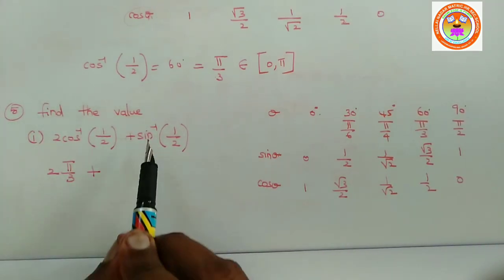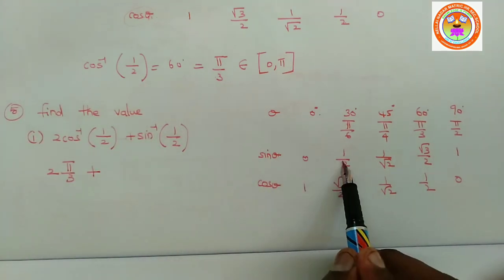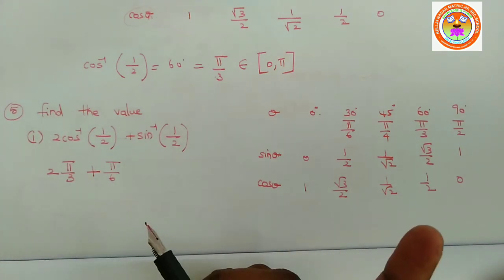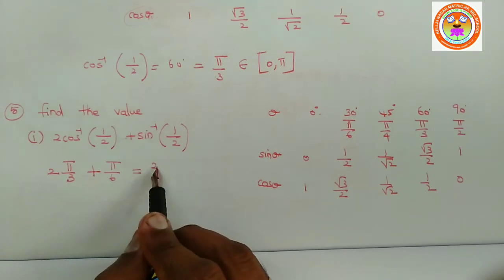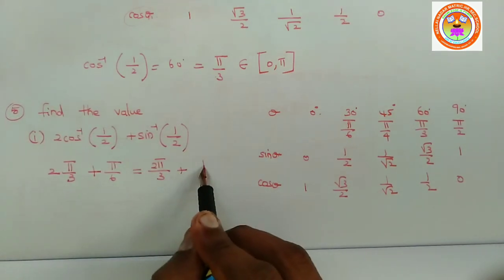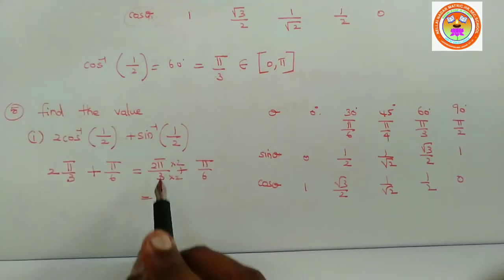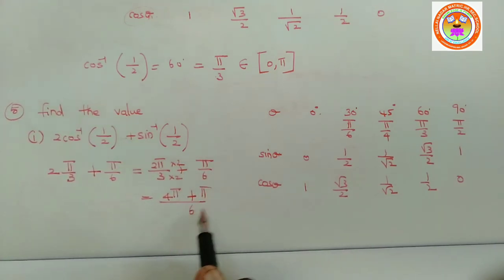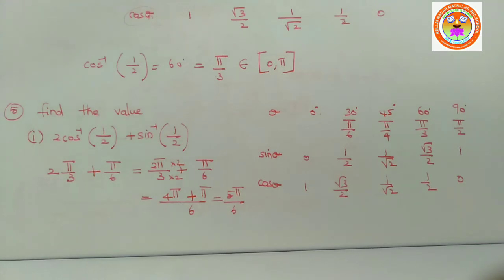How easy the sum is. Sin inverse is followed by value. Sin inverse of 1 by 2 is nothing but pi by 6. So 2 pi by 3 plus pi by 6. We can take the LCM easily. LCM is 6, so multiply with 2. 2 2s are 4 pi, and this is pi, whole divided by 6, nothing but 5 pi by 6. 5 pi by 6 is the first subdivision.